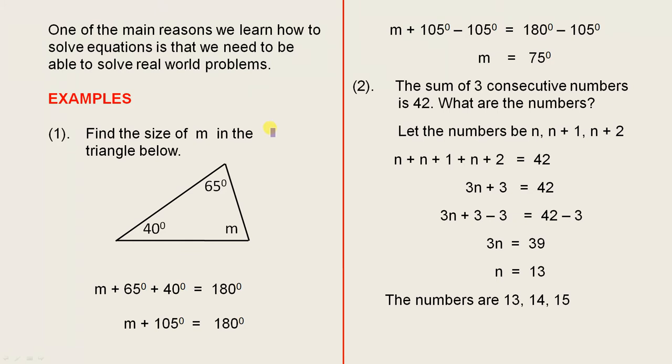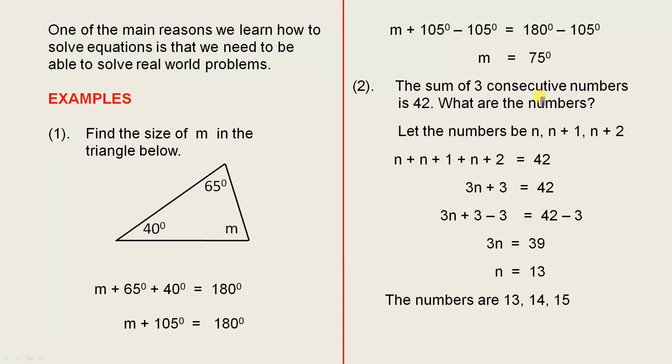Number one, find the size of m in the triangle below. So here's a triangle with three angles. Now we know that the sum of the three angles of a triangle gives us 180 degrees. So when we add those three angles up, that gives us 180 degrees. When we add those two together, we get m plus 105 degrees equals 180 degrees. Subtract 105 degrees from both sides, and it gives us m equals 75 degrees. So that's the solution, m equals 75 degrees.